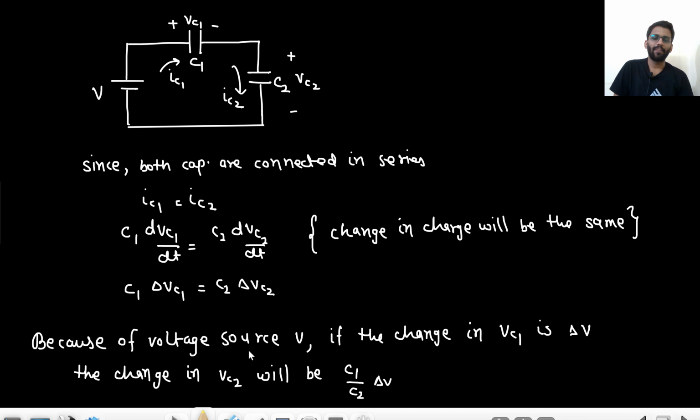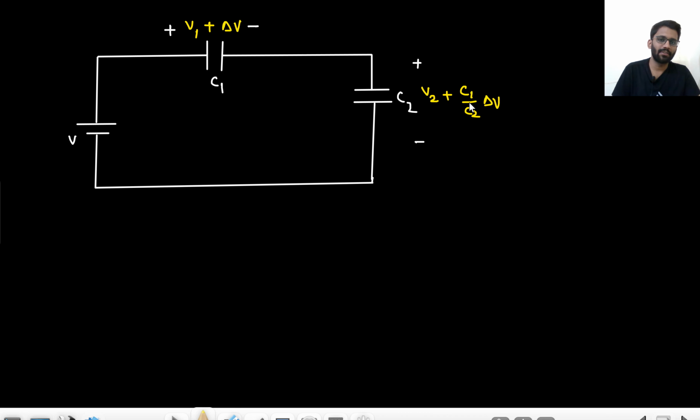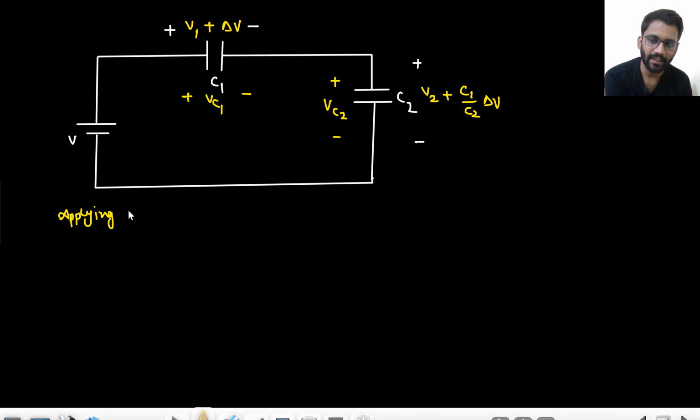If VC2 had changed by delta V, then what would be the change in VC1? That would be C2 by C1 into delta V, right? But here the change in VC1 is delta V, so the change in VC2 would be C1 by C2 into delta V. So now you can apply KVL. This is VC1, this is VC2. Because there is no resistor involved and infinite current is there, at t equals 0 plus we will reach the steady state. Applying KVL, V equals VC1 plus VC2.